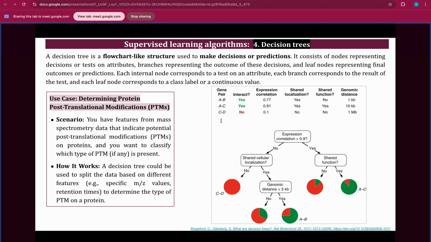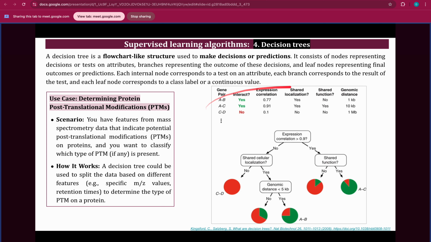Then come decision trees. These are like a tree kind of architecture in which, on the basis of the input which is available, you try to identify the output, what the output could be. You will make a decision. Their structure is a flowchart-like structure which is used to make decisions or predictions.